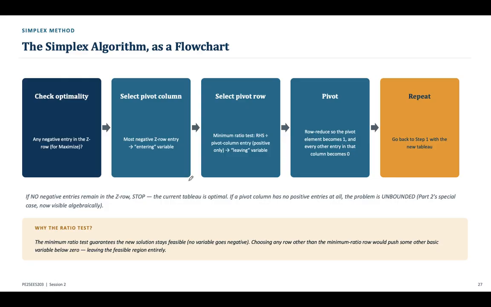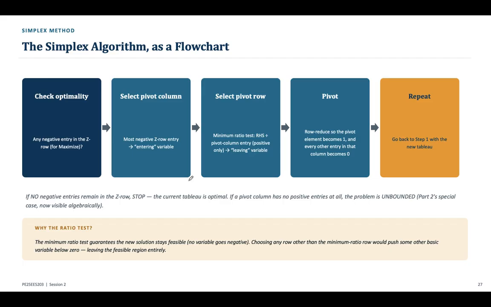And why do we use the minimum ratio? Because we want to move as far as possible in the direction of the entering variable without violating feasibility. If we move further than the smallest permissible ratio, at least one basic variable would become negative. So the ratio test is not an arbitrary calculation. It is the algebraic equivalent of staying inside the feasible region while moving towards a better corner.